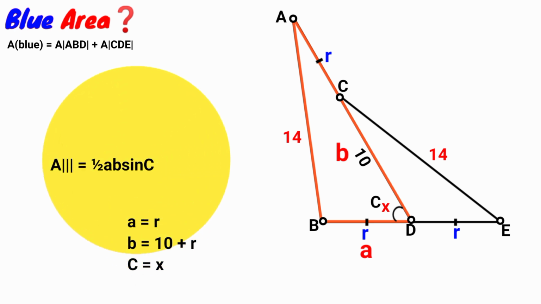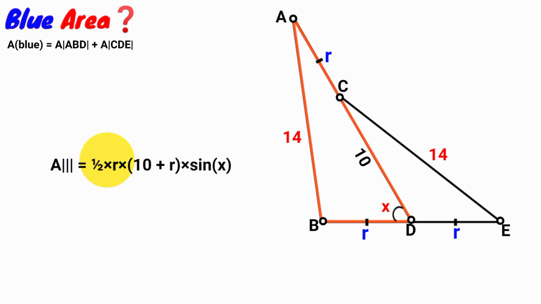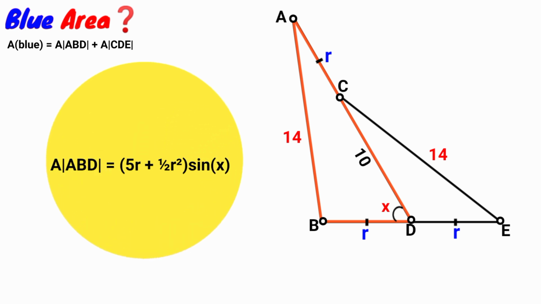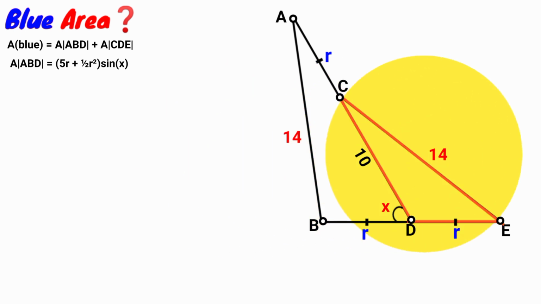Substitute those here. So area of triangle ABD equal to 1 over 2 times R times 10 plus R times sin X. 1 over 2 times R is 1 over 2R. 1 over 2R times 10 plus R is 5R plus 1 over 2R squared. So area of triangle ABD equal to 5R plus 1 over 2R squared sin X. We keep it aside. Come to this triangle CDE.